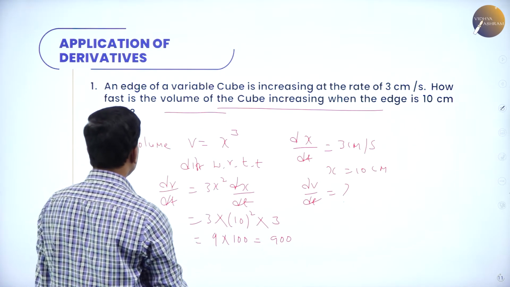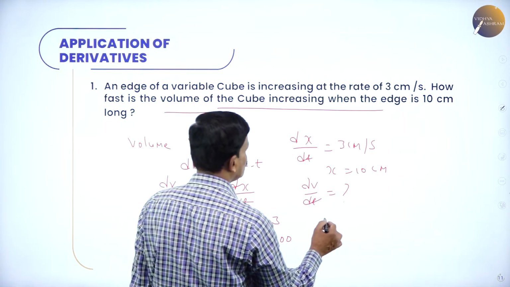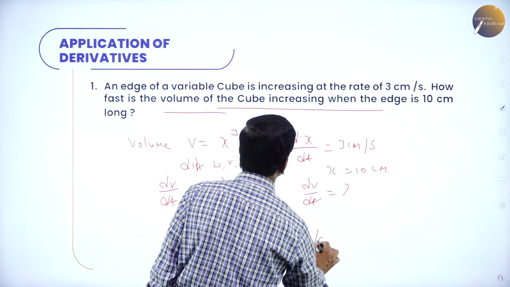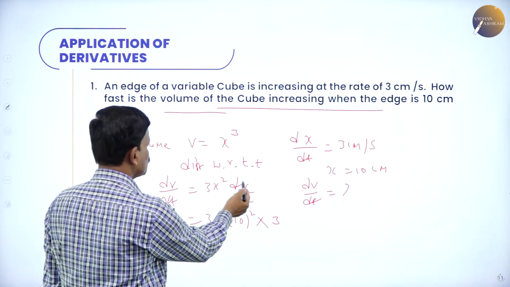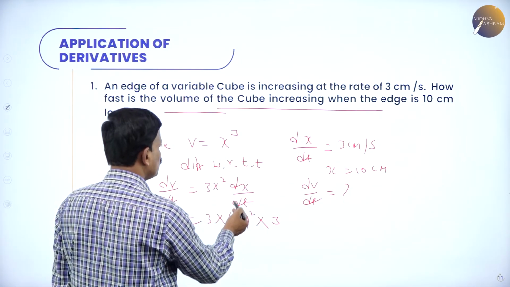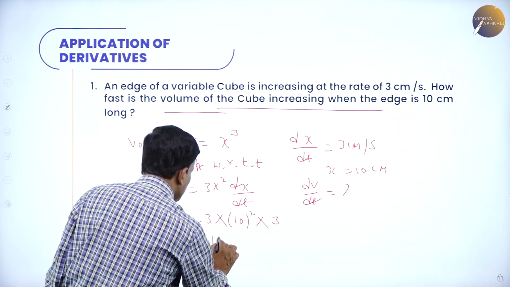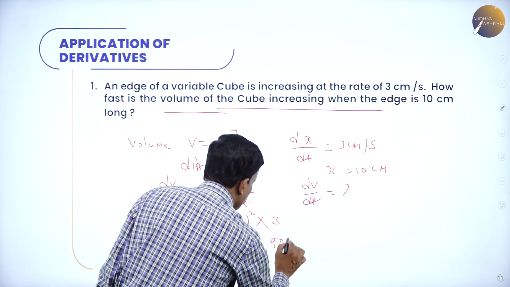It is a volume. This is dV by dt, the rate of change of volume, which is nothing but cubic centimeters per second, cc. Now here, 3x squared into dx by dt: 3 into x value is equal to 10 centimeters, so 10 into 10 is 100, and dx by dt is equal to this. Multiply 3 and 100 into 3, this is nothing but 900.